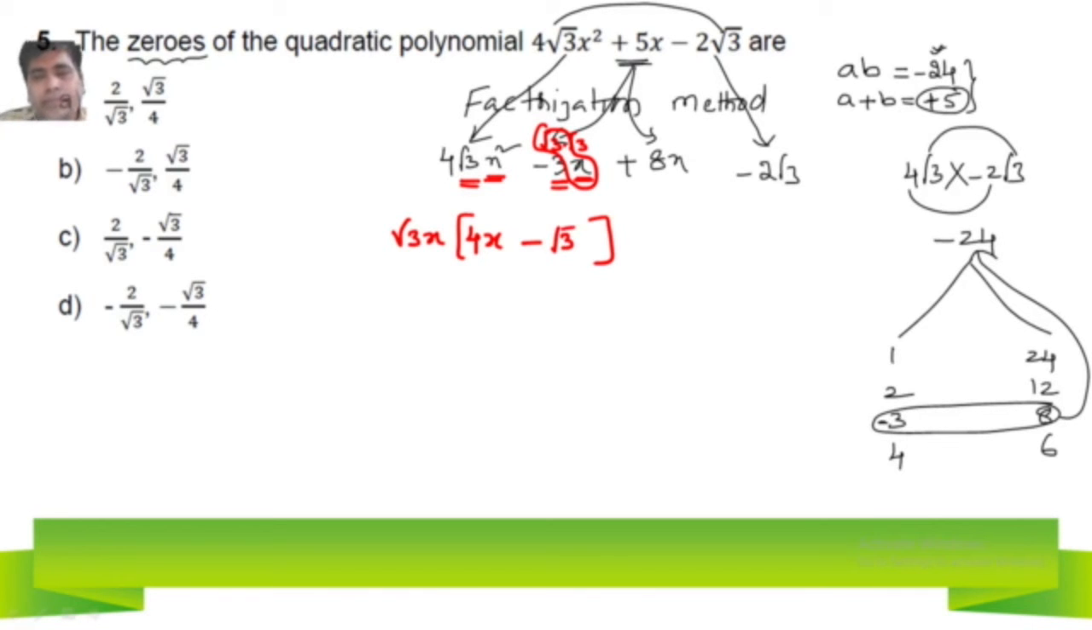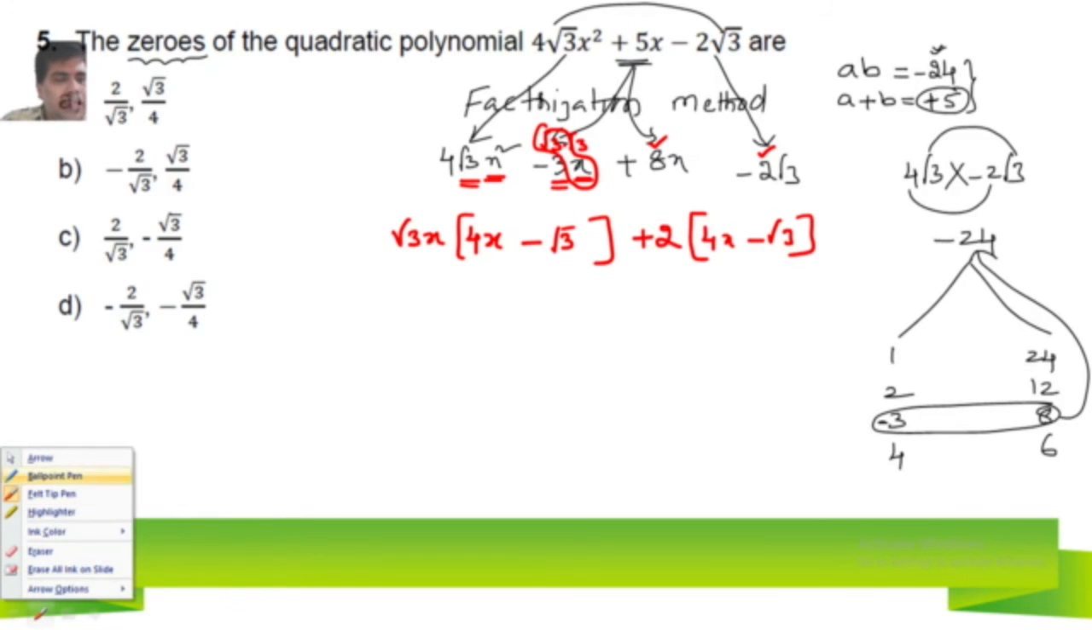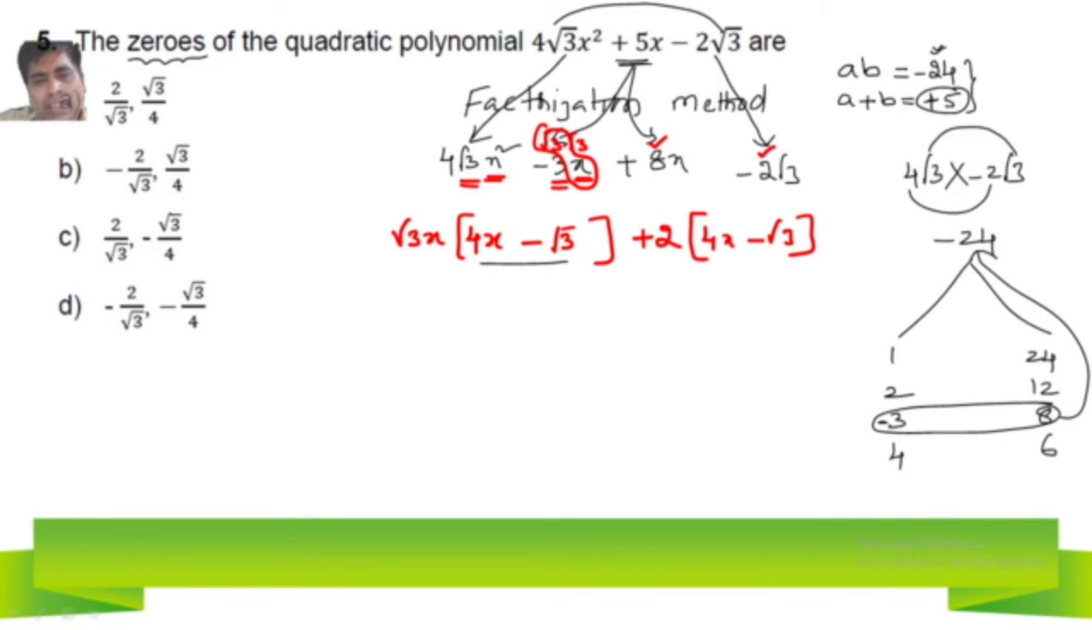Minus root 3. In these two terms, I can take 2 common. So here 2 is available, here also 2 is available. If I take 2 common, what is left out here? 4x minus root 3. After doing this step, you have to cross check whether these terms are the same or not. So 4x minus root 3, 4x minus root 3. So I got it the same. So whatever I have done, the steps are correct.